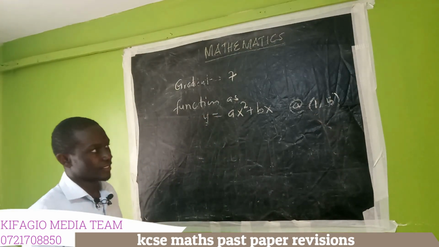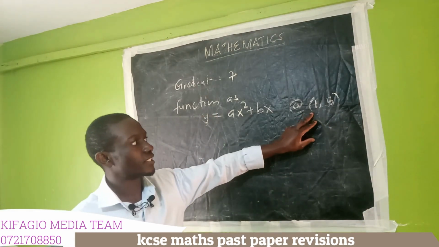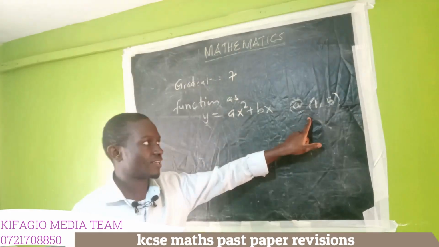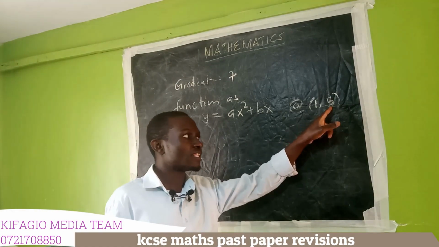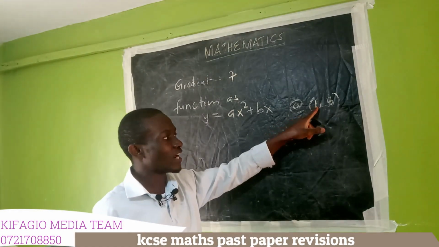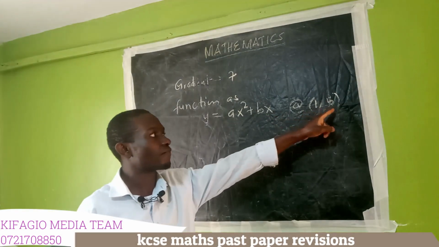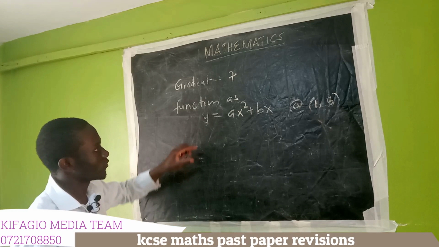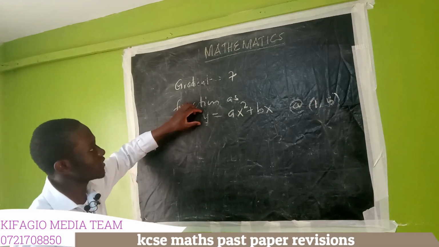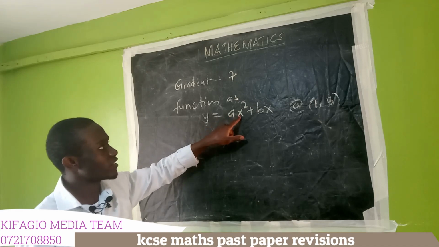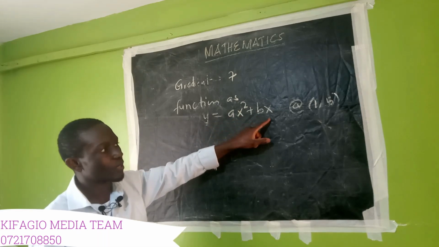What you need to understand is that a coordinate is written in the form of the displacement along the x-axis, followed by the displacement along the y-axis. By definition, it means that 1 is the value along the x-axis and 5 the value along the y-axis. And therefore, it will be true that 5 is equal to a multiplied by 1 squared plus b multiplied by 1.